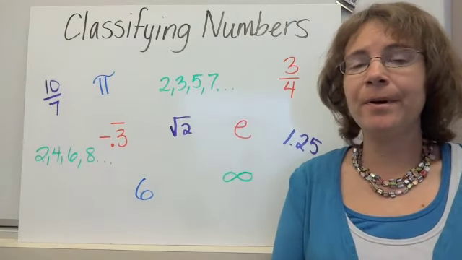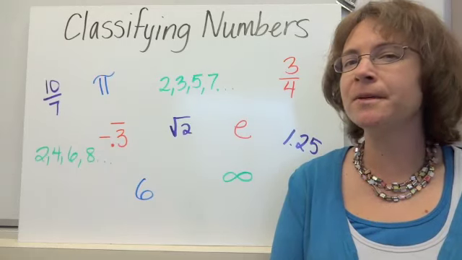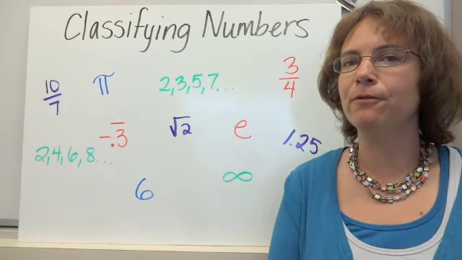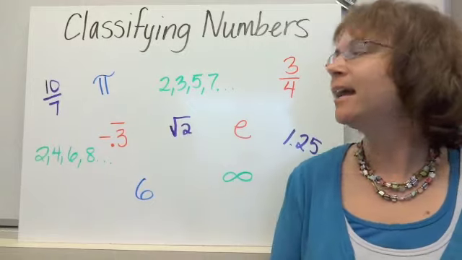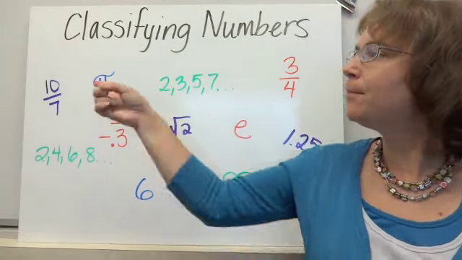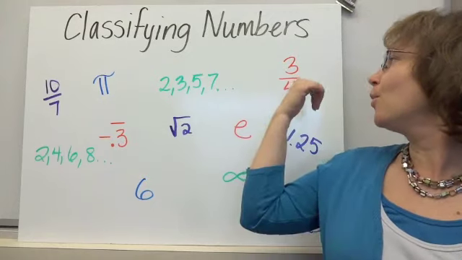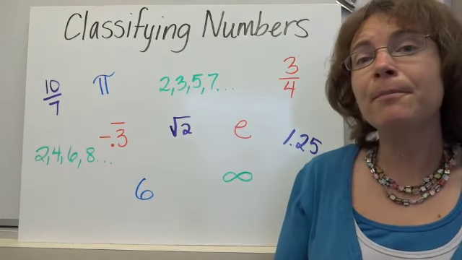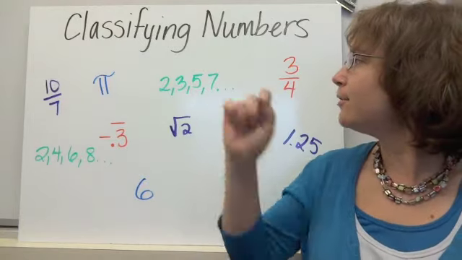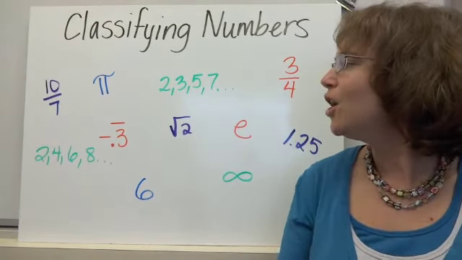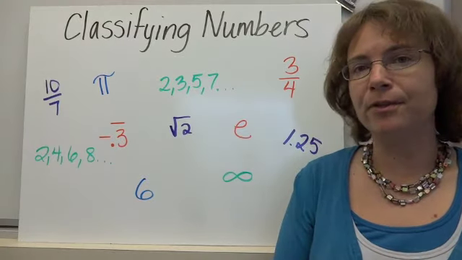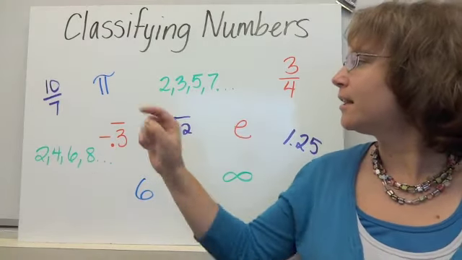Classifying numbers. Well, by now in your math experience, you've probably seen many, if not all of these numbers before. We have numbers like pi that have unending digits. We have improper fractions like 10/7 or fractions like 3/4. We have prime numbers that you've probably studied, 2, 3, 5, 7, and so on. We have repeating decimals like 0.3333333, with that little line over it.